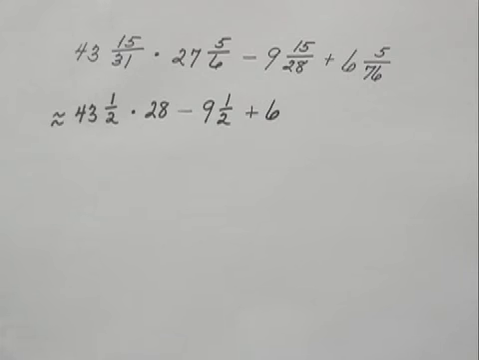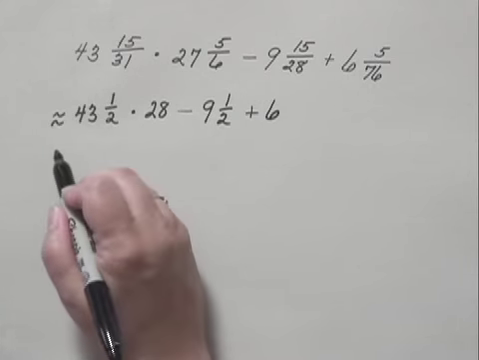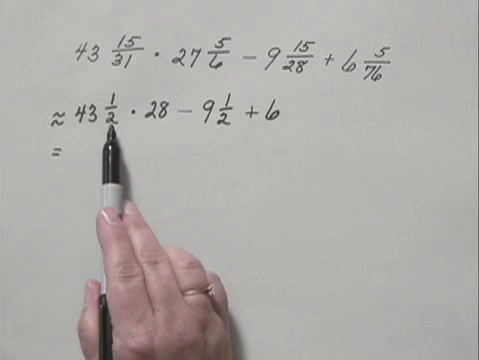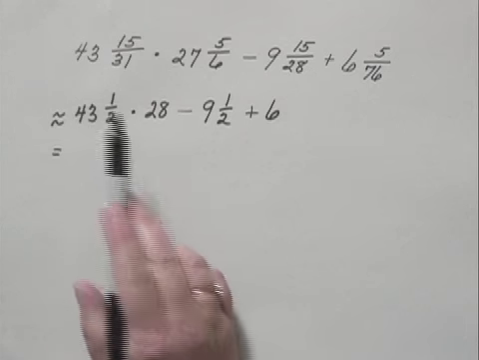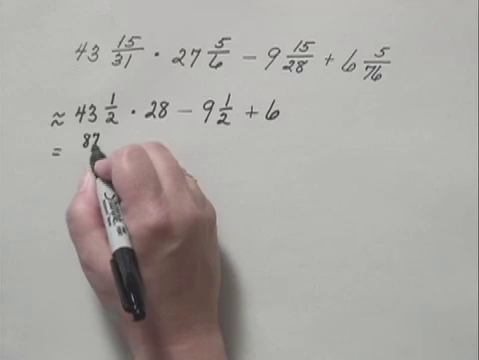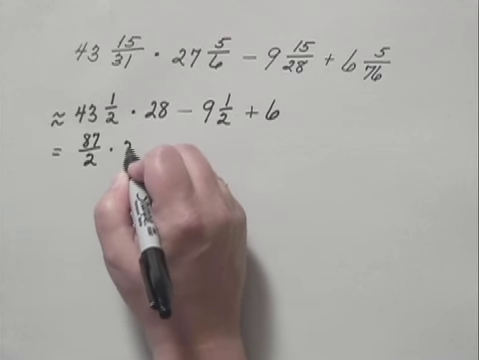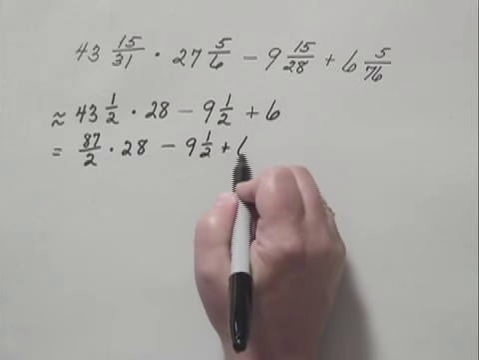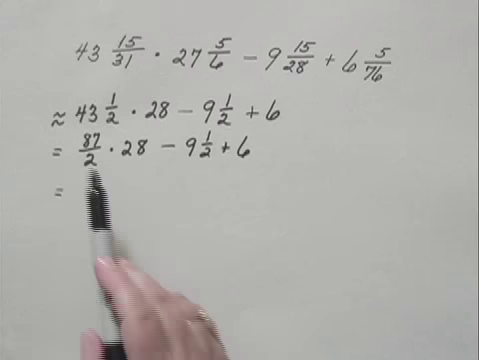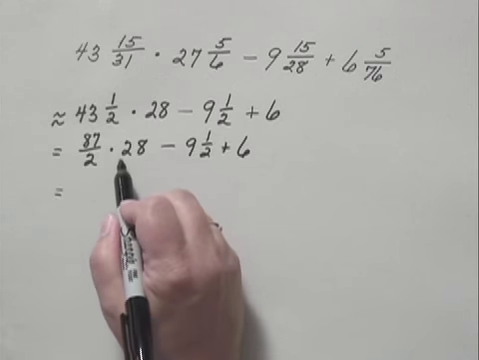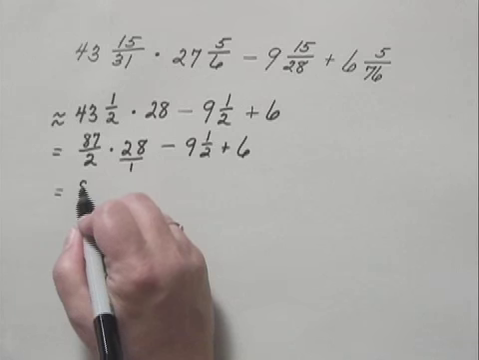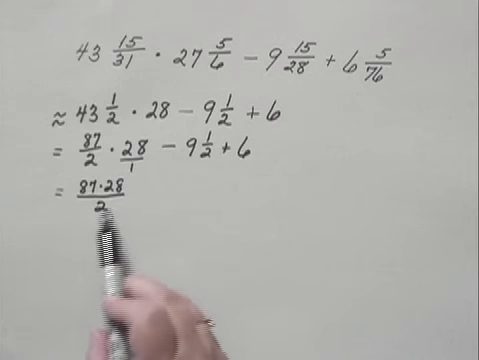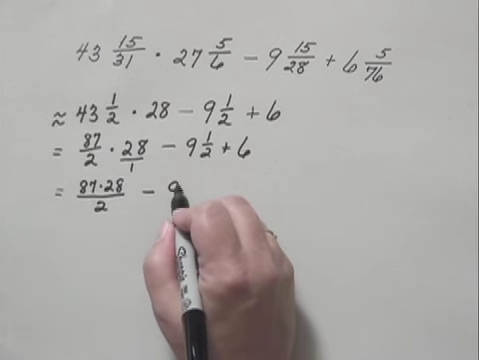Now that's the estimation step, and then we can go do the calculations. To multiply here, we're going to have to change 43.5 to a fraction. We multiply 43 times 2 and add 1, and we have 87/2 times 28 minus 9 and 1/2 plus 6. Now we have 87 times, you can think of that as 28/1, so we would have 87 times 28 over 2 times 1. And we're going to do this multiplication first as we work through, so we'll copy the rest of the problem.